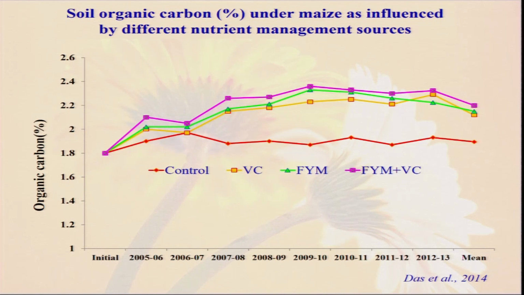So if we see over the years from the initial 2005 up to 2013, after an 8 year period of time, we have seen the soil organic carbon is highest when we are applying FYM and VC. But if you see in both cases, FYM and VC, when we are applying, the consistency is a little bit higher than FYM alone. So in organic farming also, from the carbon sequestration potential view, we have to think which organic manure we should apply in the field.